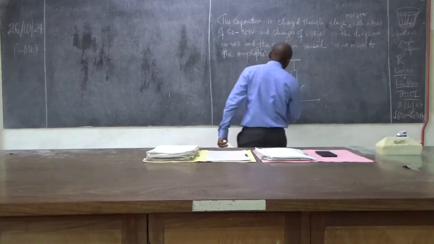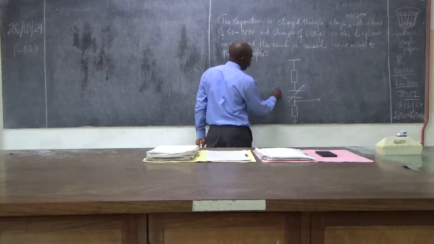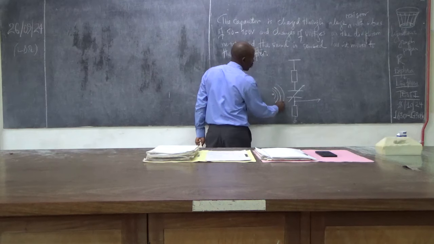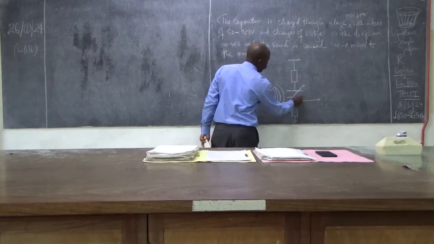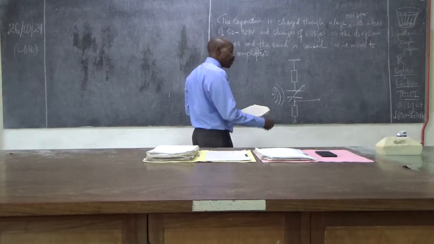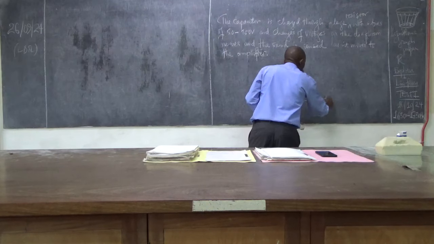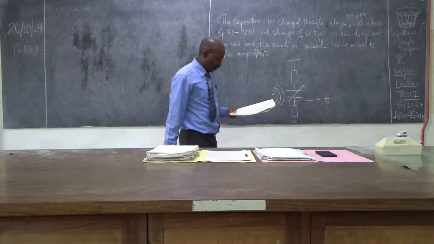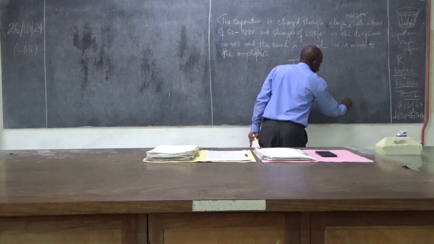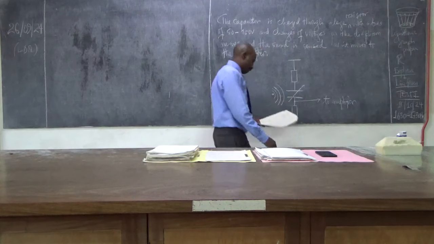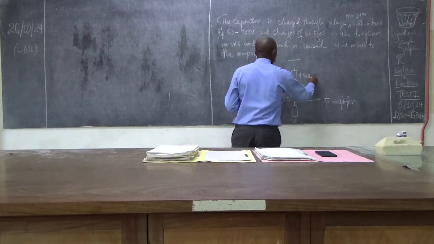So if you have the sound here, like I'm talking, this is the sound that is coming towards the capacitor. Then you have the signal, the pressure or the velocity, which is now taken to the amplifier, to the amp. Let me write it in full. The amplifier.